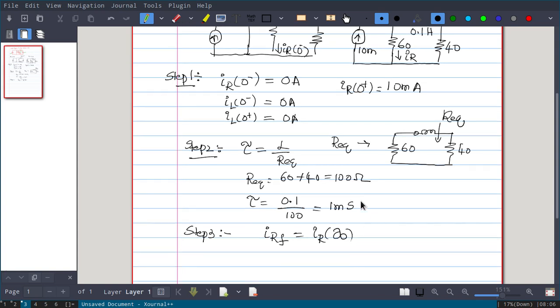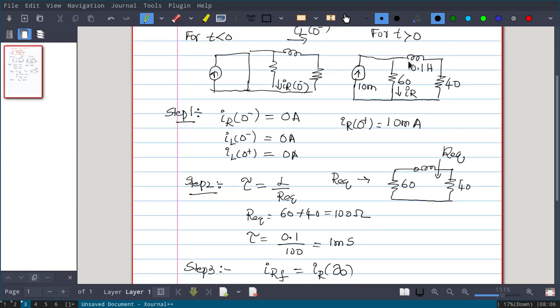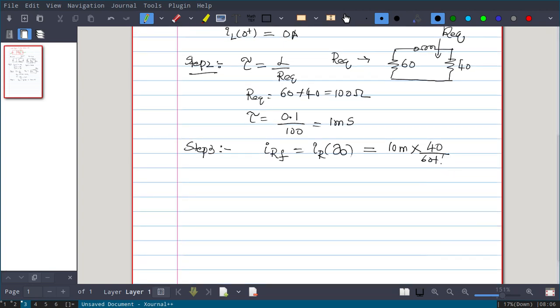So what is the steady state current? Initially the inductor didn't allow any current, so all the current was flowing through this 60 ohm, but as time passes the inductor allows it. So finally this acts like a short. Then there are two branches, 60 ohm and 40 ohm, and the current passing through this 60 ohm can be calculated using the current divider formula. That is total current, 10 milliampere, times the resistance of the other branch, 40, divided by total resistance, 60 plus 40. So it is 400 milli divided by 100, which will be 4 milli.